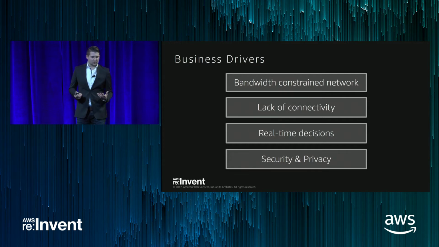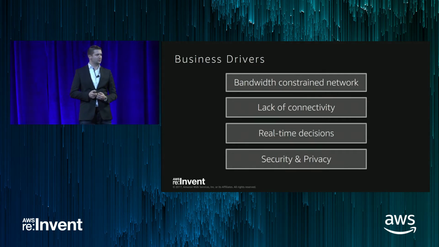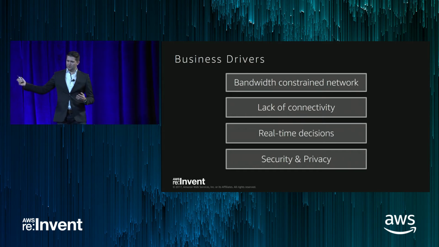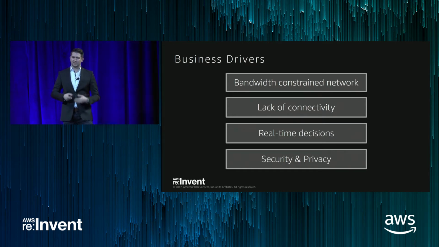So what are the business drivers? First of all, bandwidth is not always cheap. Just think of an oil rig. Oil rigs out in the North Sea, for example. You build up your own transmission lines and connections. These are very expensive. And it needs to be ensured that only data that needs to be transferred is really transferred over these very costly lines.